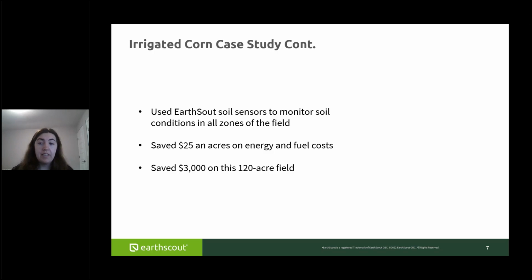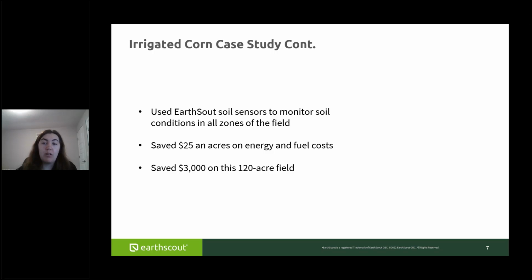So by using these practices and VRI, the grower was really able to save some money on energy and fuel costs of running the pivot, and it's averaged about $25 an acre. So they saved $3,000 on this 120-acre field during a test where they couldn't maximize adjustments to protect the integrity of the test. So even if the soil needed more water, they could only use so much. So even in that kind of a scenario, they were still able to save money.